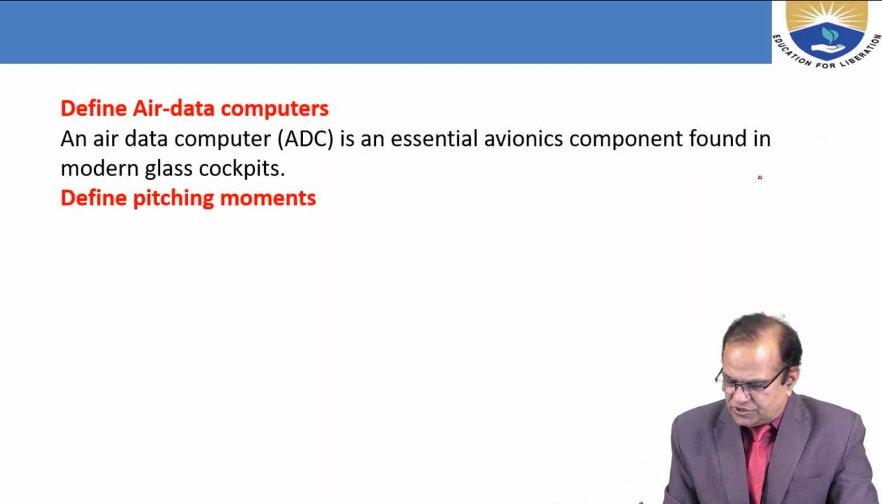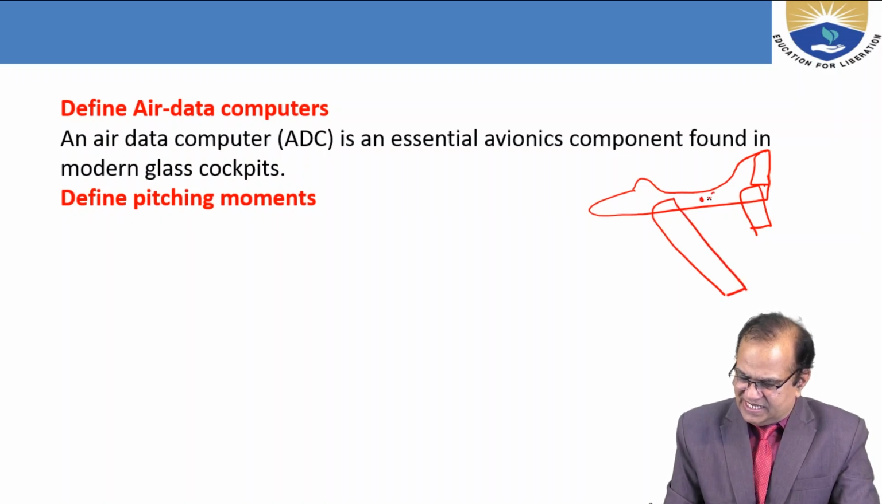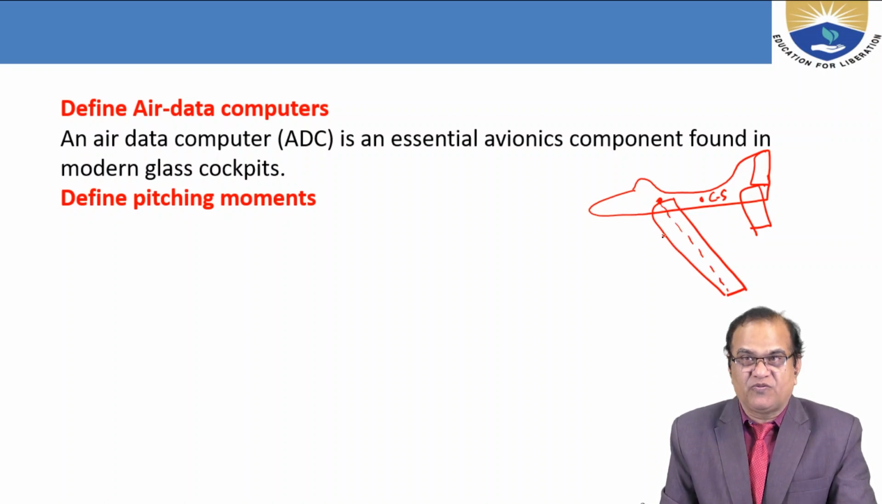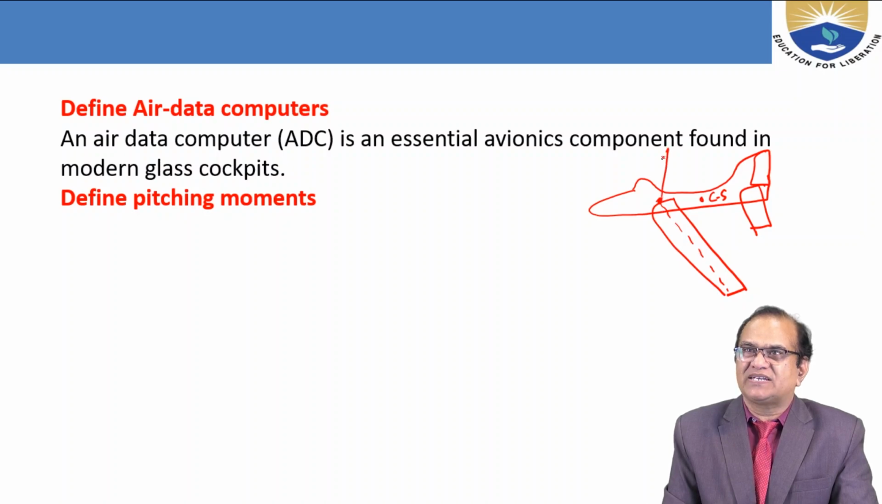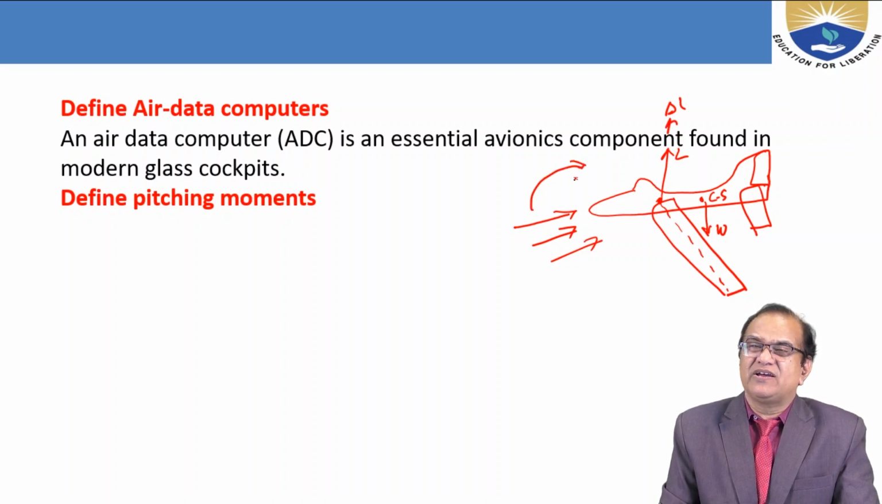Pitching moment. Suppose this is the aircraft. We have here the tail. We have here the wing. This is the CG. AC will always act here, at 1/4 of the wing. So here the lift will act. Here the weight will act. So, if the wind is like this, then what will happen? This lift force will be extra. So, delta L will be increased. This delta L will try to make the nose up.